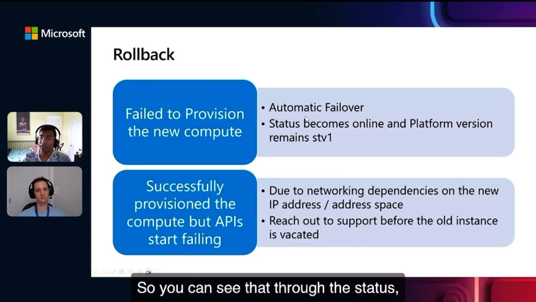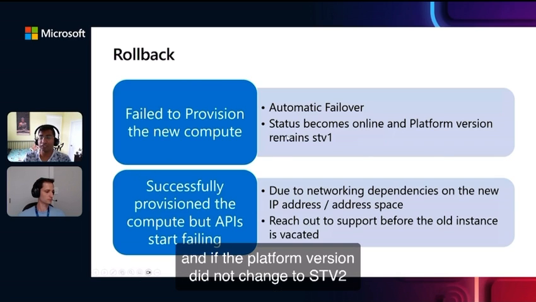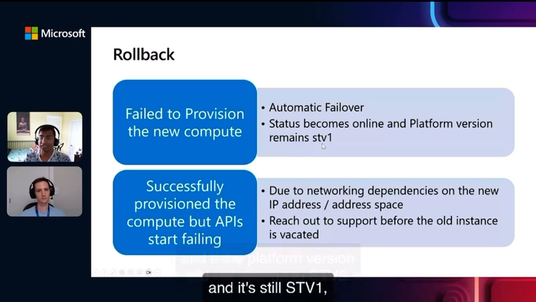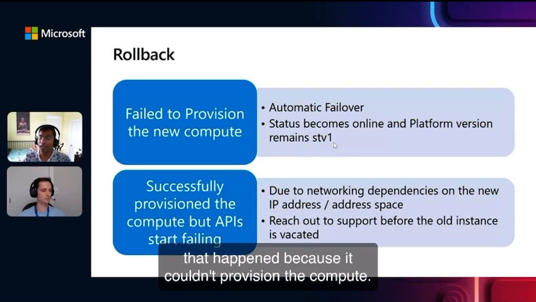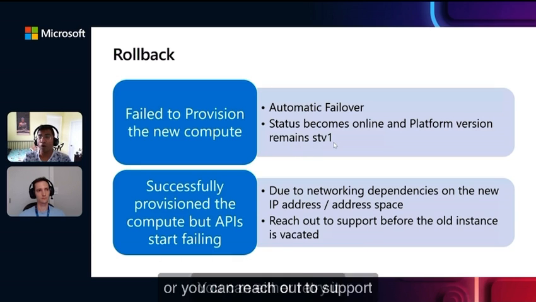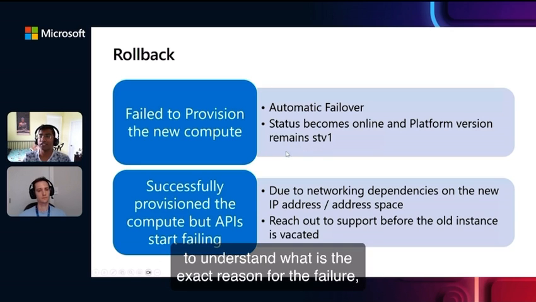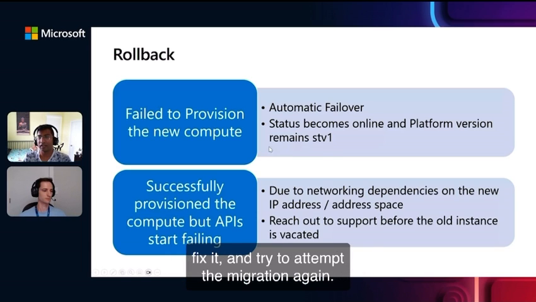You can see that through the status. If the status becomes online, and the platform version did not change to STV2 and it's still STV1, then it means that an automatic failover happened because it couldn't provision the compute. You can either retry it, or you can reach out to support to understand the exact reason for the failure, fix it, and attempt the migration again.